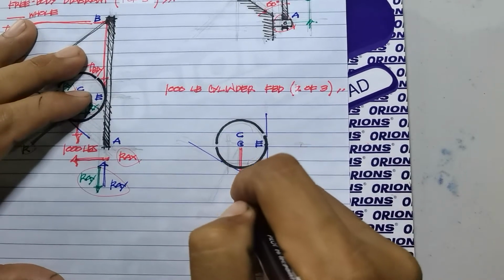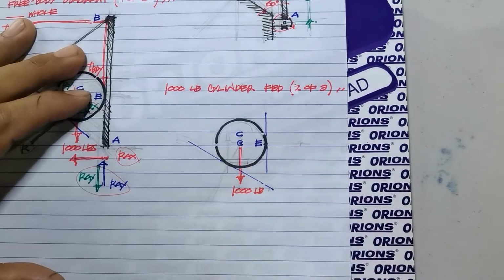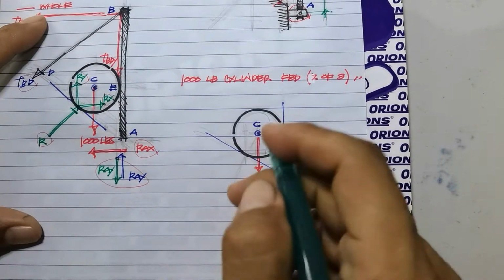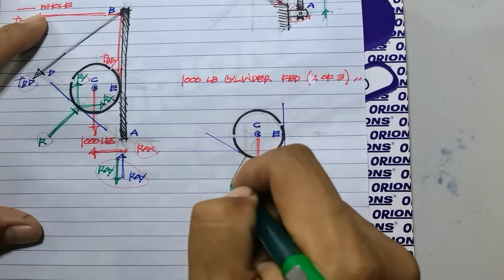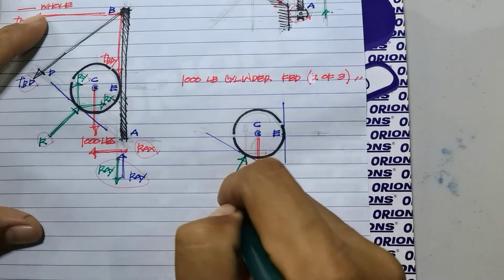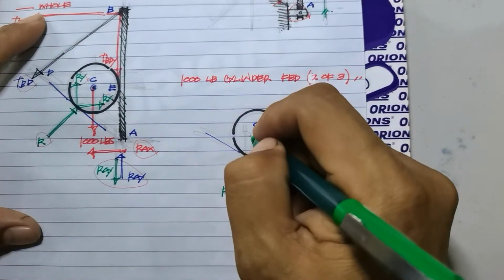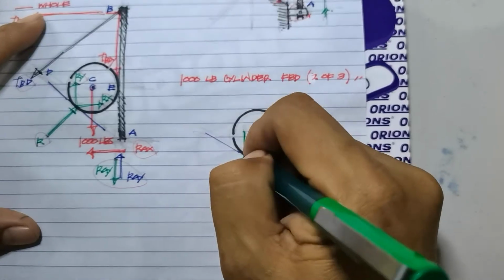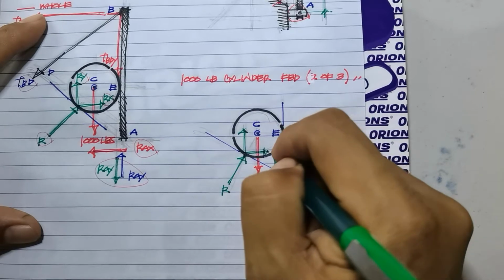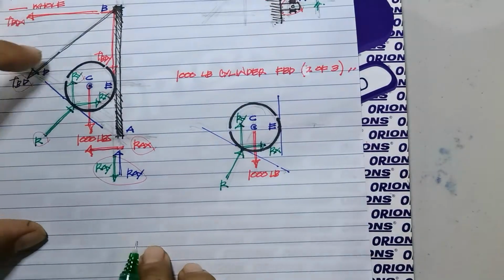So, we'll put 1,000 pounds here. Let's draw the reaction. There is a reaction here, the reaction provided by the inclined surface. Since this reaction is inclined, we break it down into its x and y components of force. So, Rx, and this one is Ry.